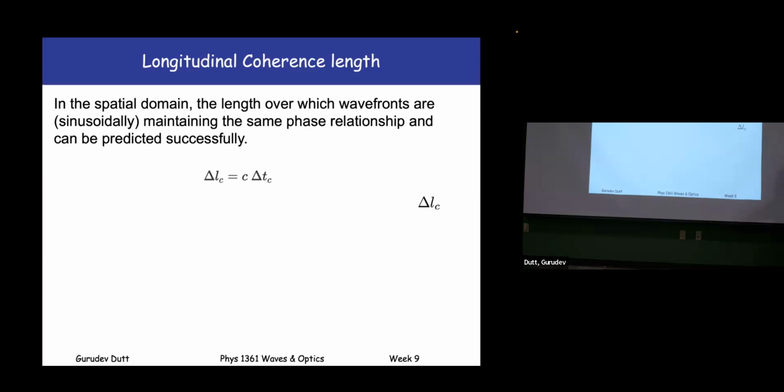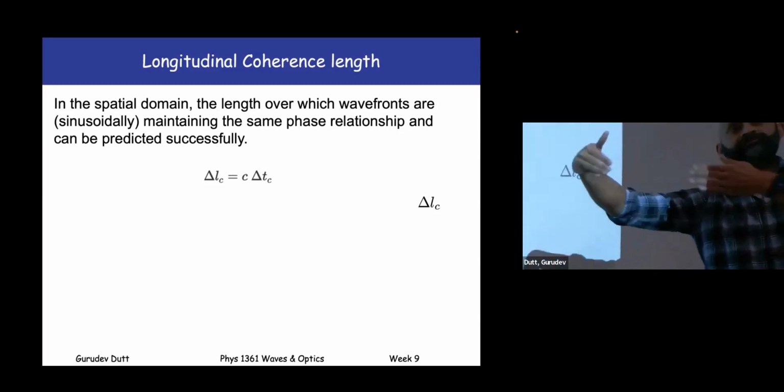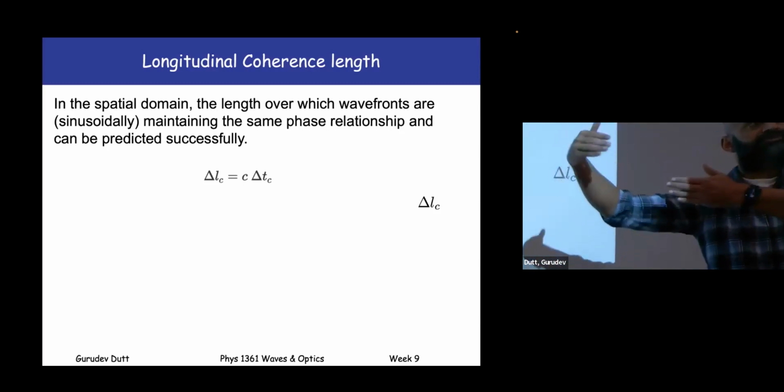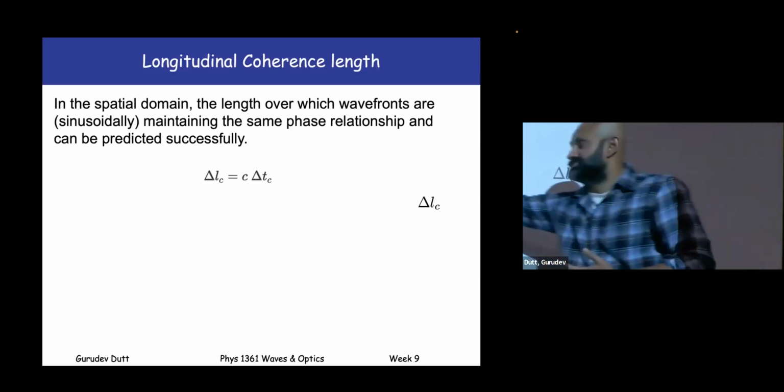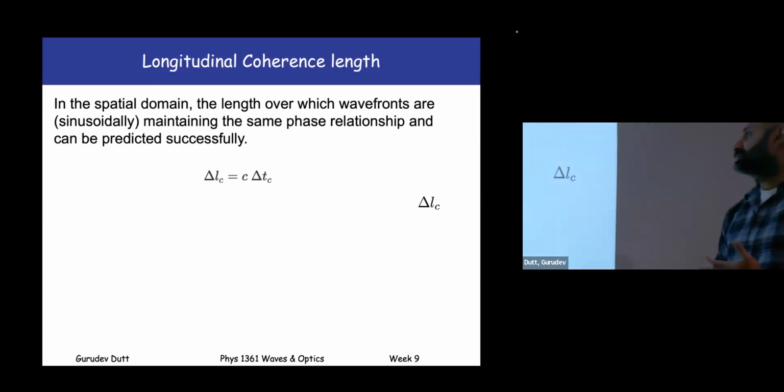So instead of looking at it in the time domain like I was doing in the previous slide, I could look at it in the spatial domain. I freeze the time and look in the spatial domain. Then wavefronts will initially start out in phase at one position. By the time they get to a certain length, which is delta LC, they are randomly out of phase with each other. That same jump in the phase now takes place in the spatial domain, which is just c times delta Tc. And so that's the longitudinal length.